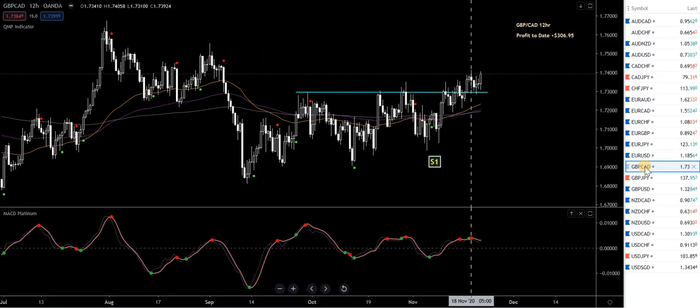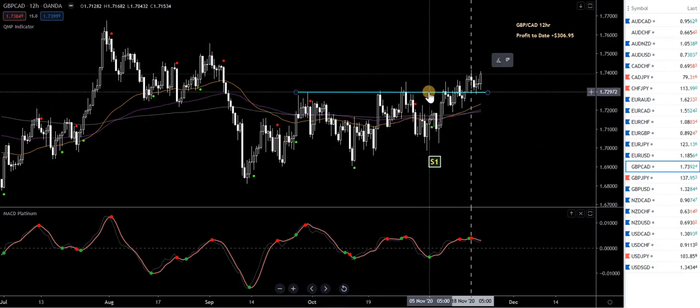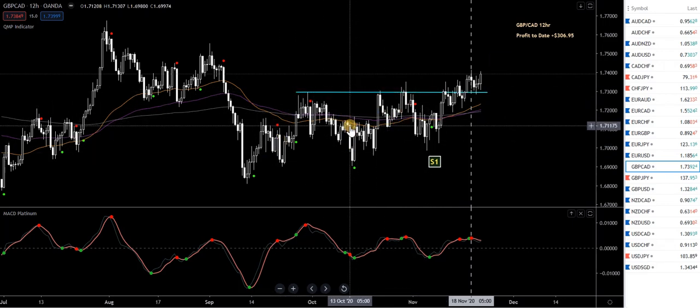GBP CAD, made a few dollars in this. It's a pair that's tough to trade on a lot of time frames. No trades at the moment, so just a matter of waiting.